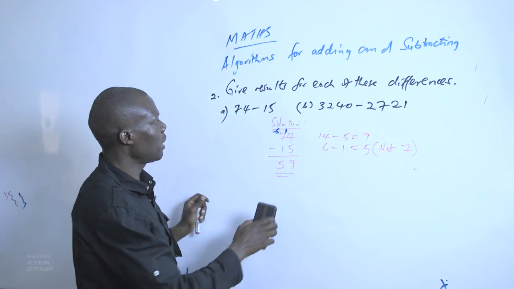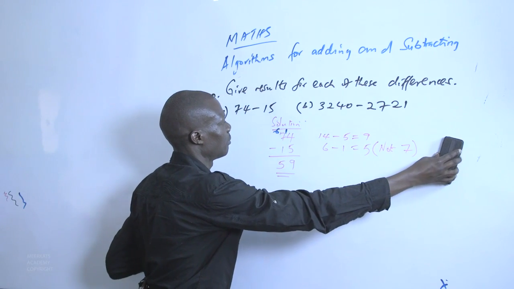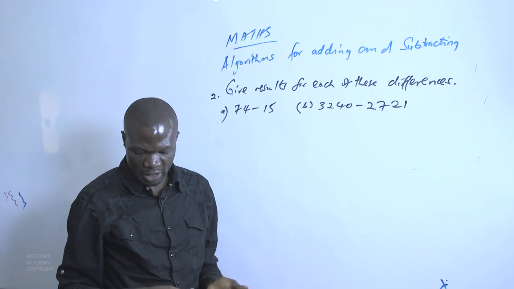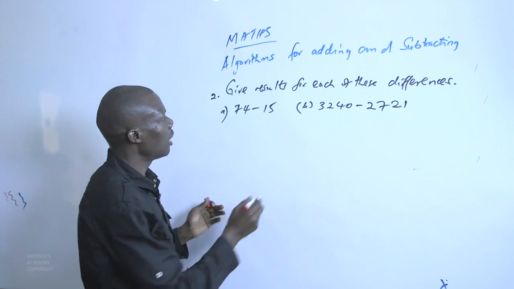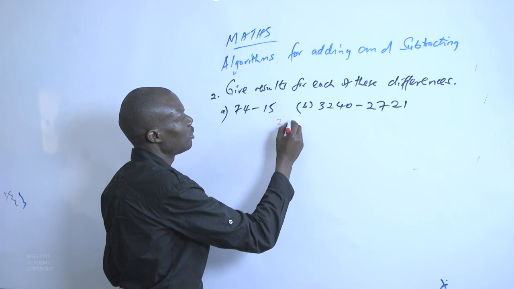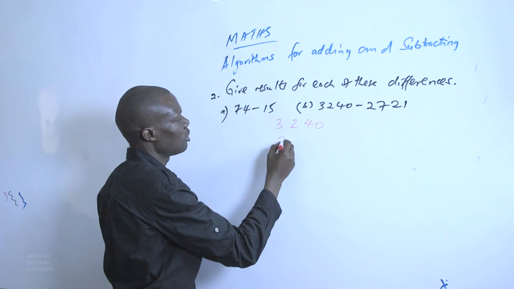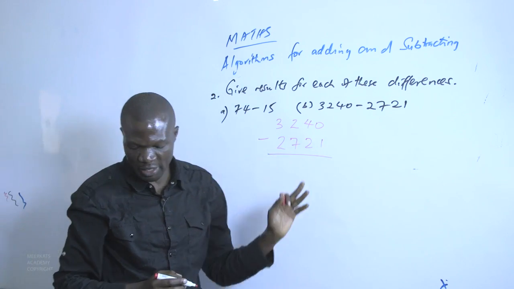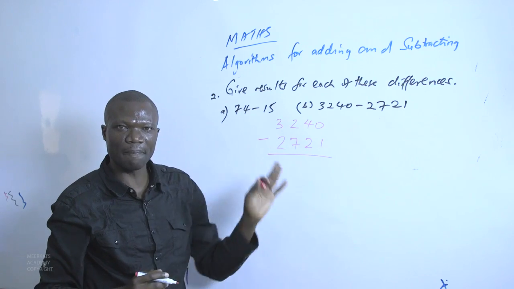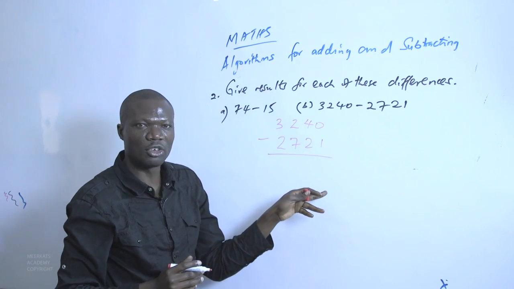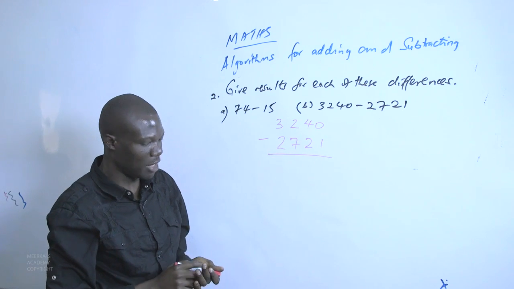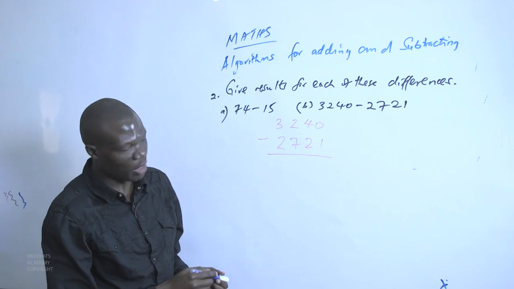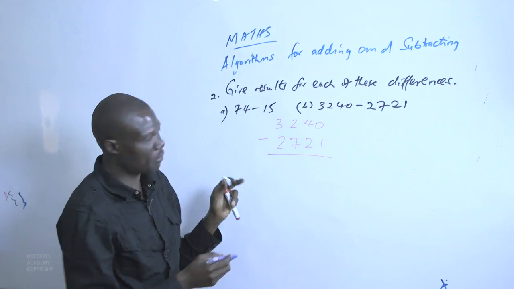For the second piece here, we rearrange the digits vertically, so we shall have 3,240 and then 2,721. The sign is subtract. Again, we should be very keen when we are subtracting. From the first column on the right, top down, it is a 0 minus a 1. 0 minus 1, you'll notice that it's not something that can work. So we shall be required to borrow 1 from a 4.